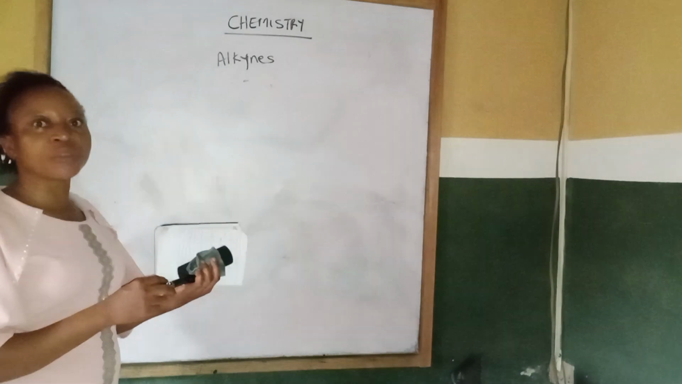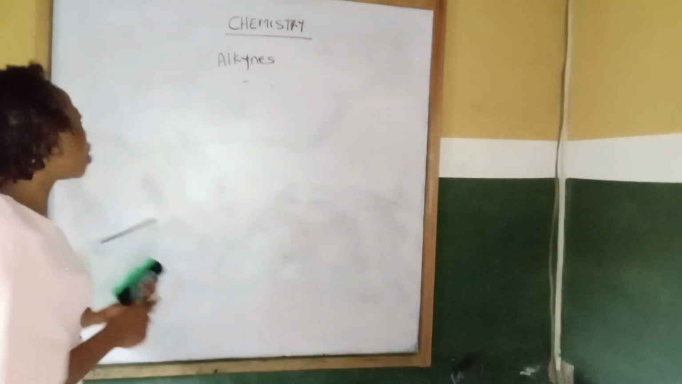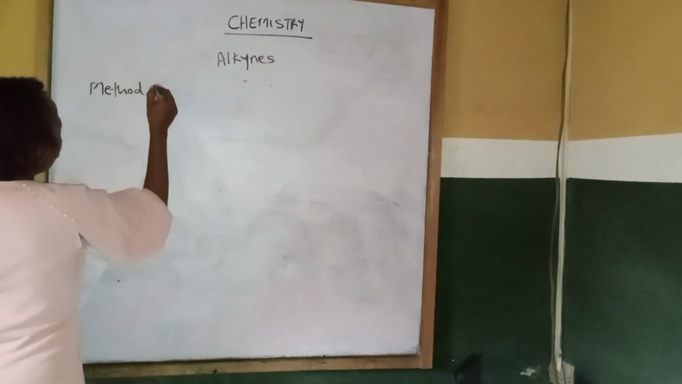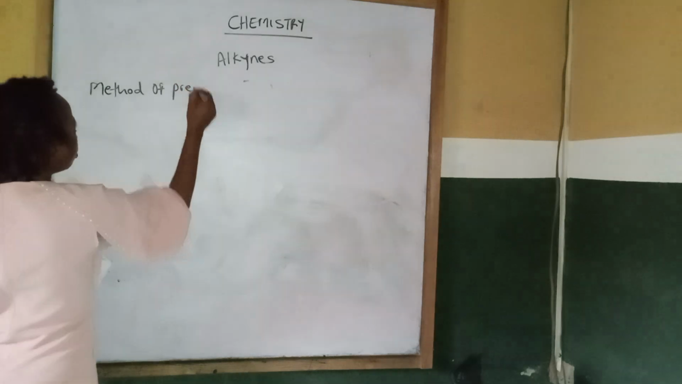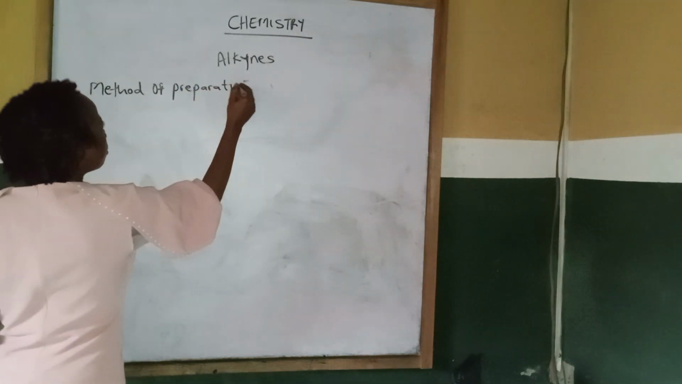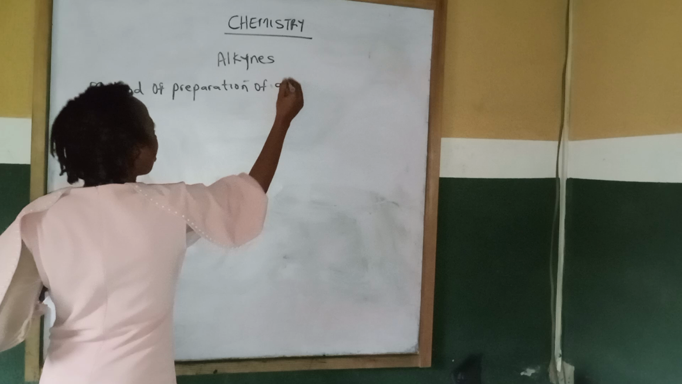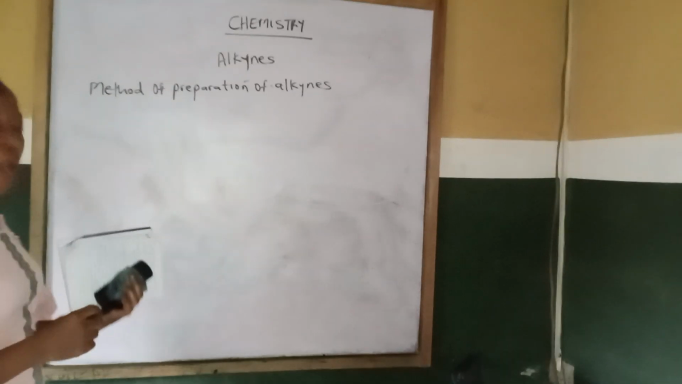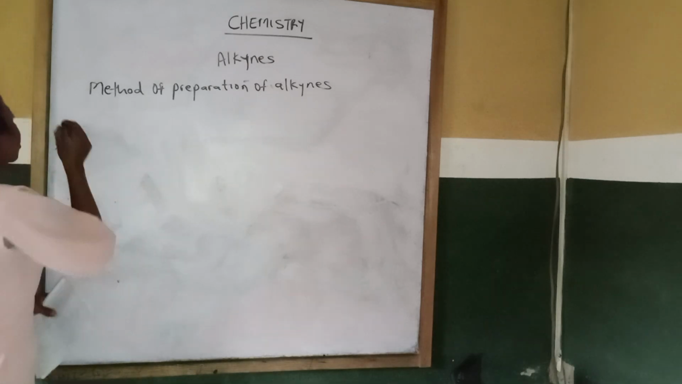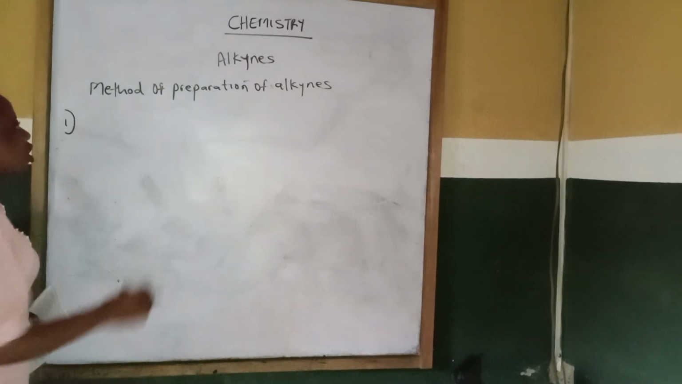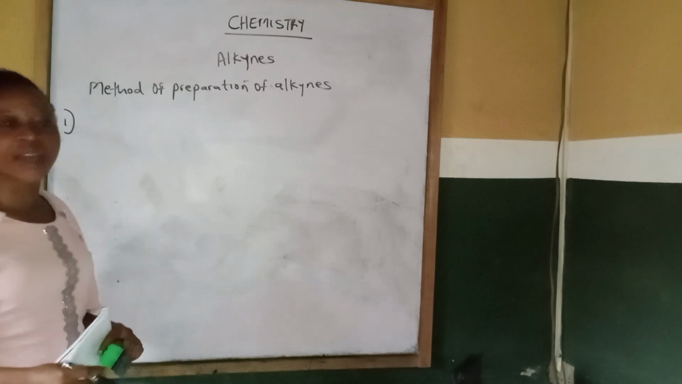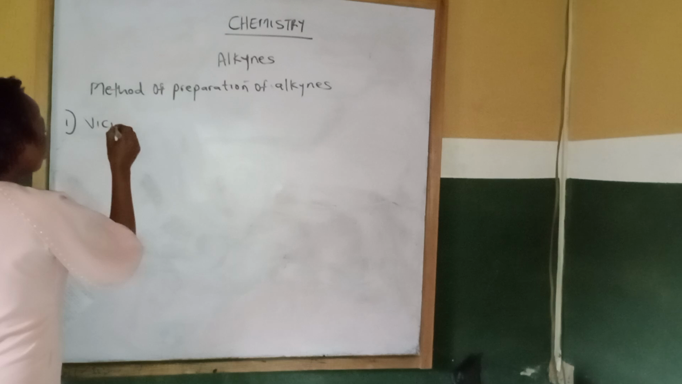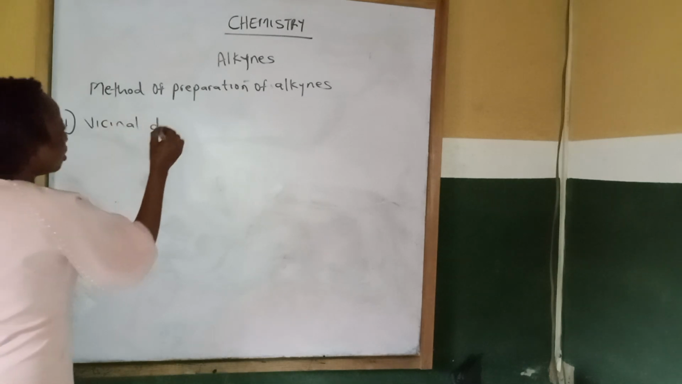So let's talk about the methods of preparation of alkyne. What are the methods of preparation of alkyne? That is, how can we prepare alkyne members? The first method is called vicinal dihalide.